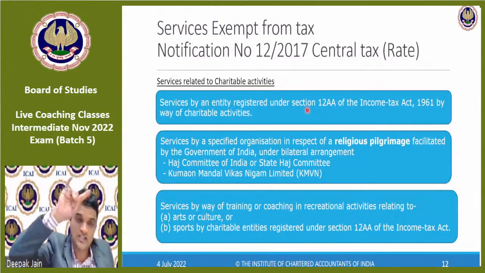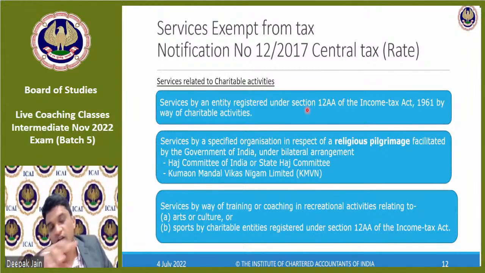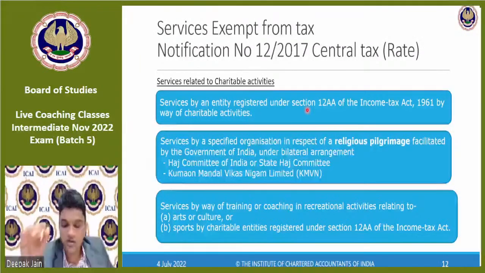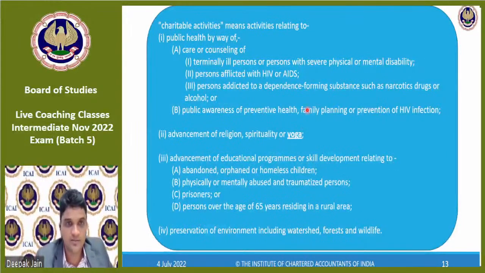So first, if they are registered there, then you will get exemption here. If you are not registered under the Income Tax Act, you have not got the registration approved under 12AA or 12AB, then you cannot claim this exemption. Okay, first you have to get a registration done under the Income Tax Act. If you get it over there also, what are the activities which are exempted? Charitable activities are exempted. What are the charitable activities is given here.